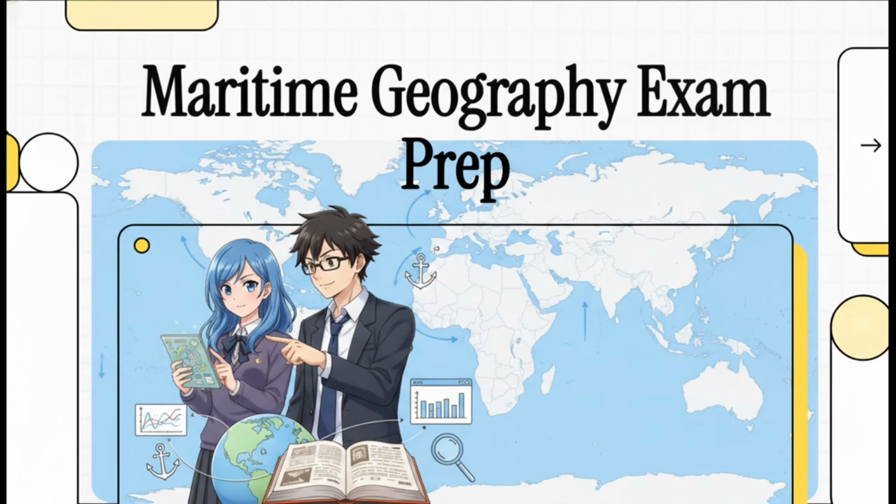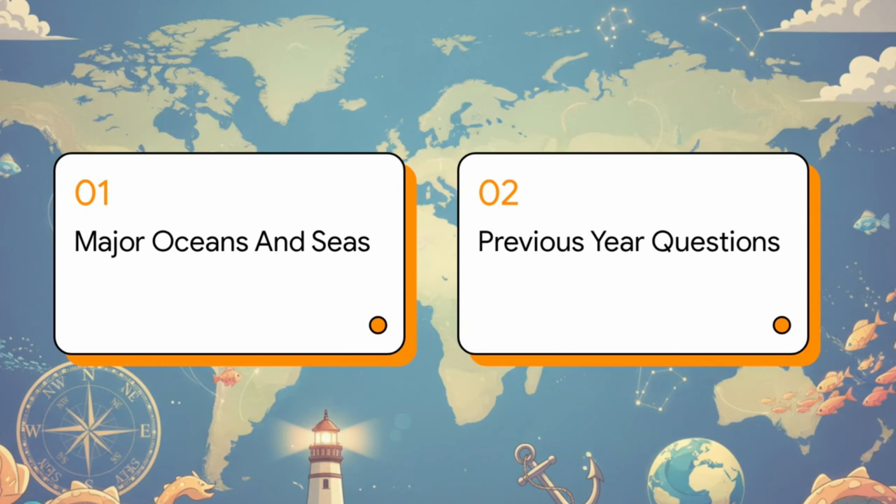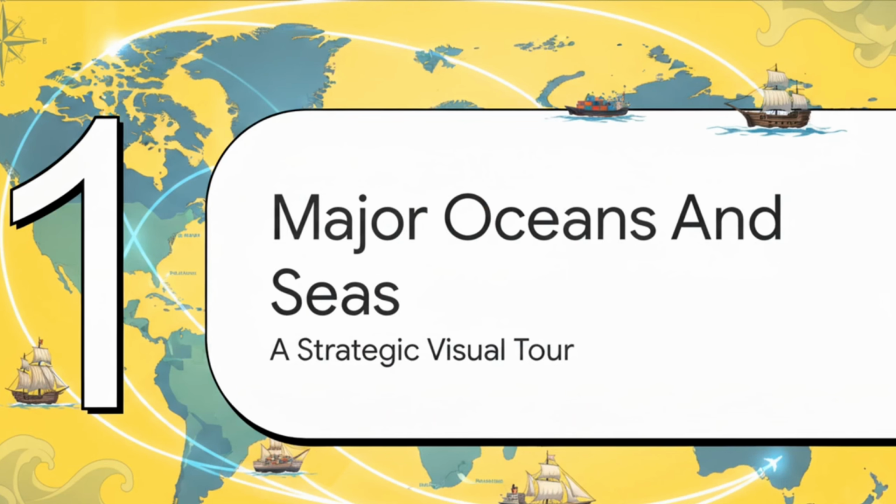We're going to decode these critical waters using some highly targeted map data that will literally transform how you see the globe. So, here is our blueprint for today. It's a simple 2-step plan. First, we'll tour the major oceans and seas, and then we're going to jump straight into a sort of boss battle, applying all that theory directly to previous year questions. Okay, let's dive into this. Part 1, Major Oceans and Seas.